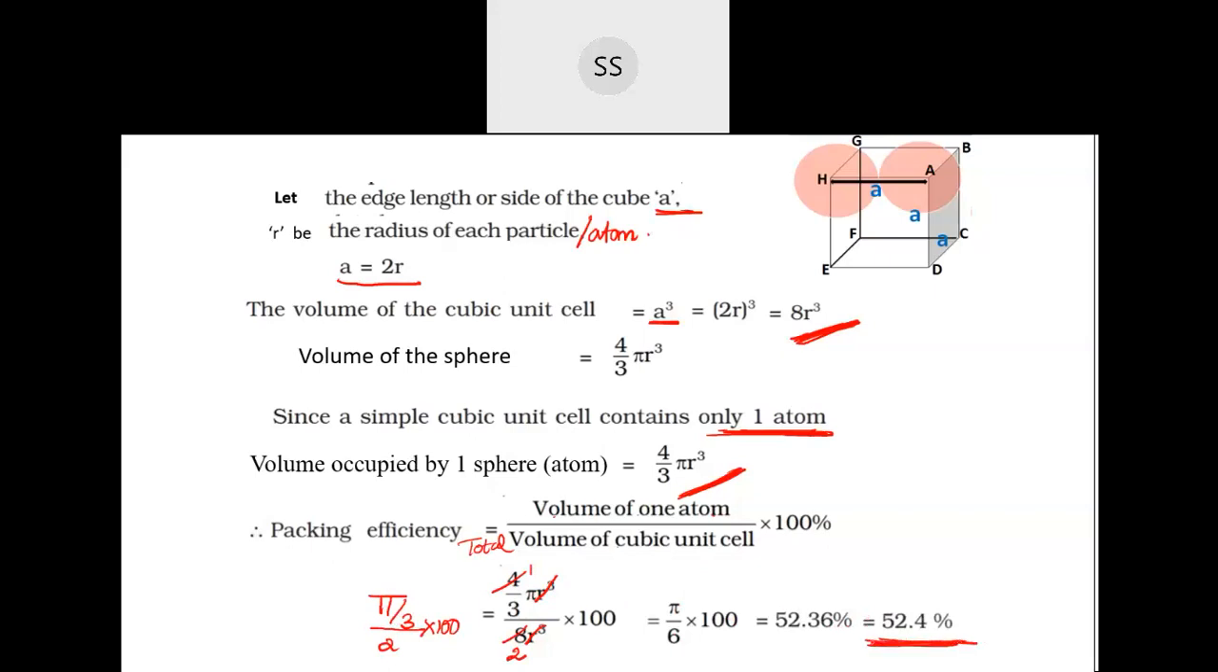You can remember this value. If you want, you can skip this step and directly write the value. No problem.